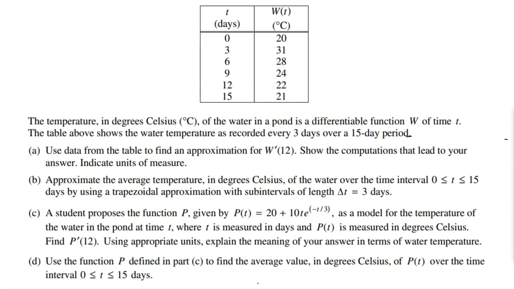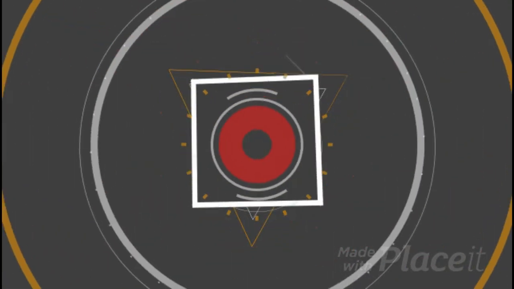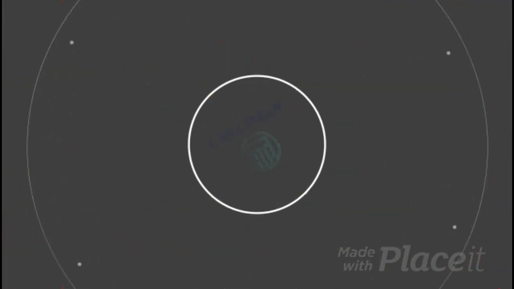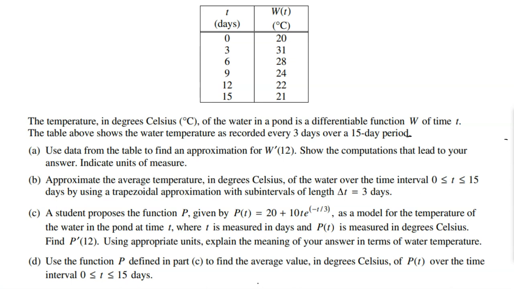In this video we're going to talk about free response question 2 from 2001. In this problem we're given a table of values, days and the corresponding temperatures. It says that W is a differentiable function, and the temperature is being recorded every 3 days over a 15-day period, as you can see. Alright, so let's get started.